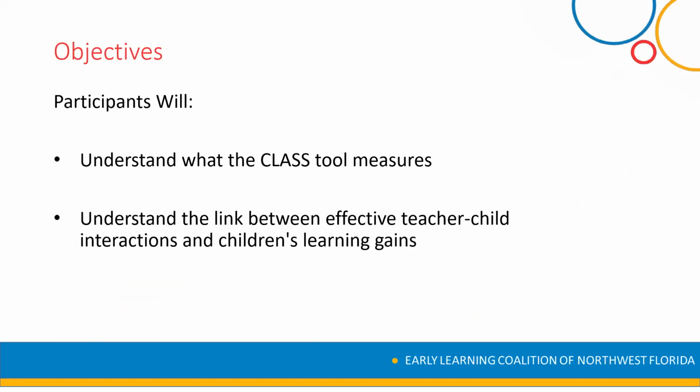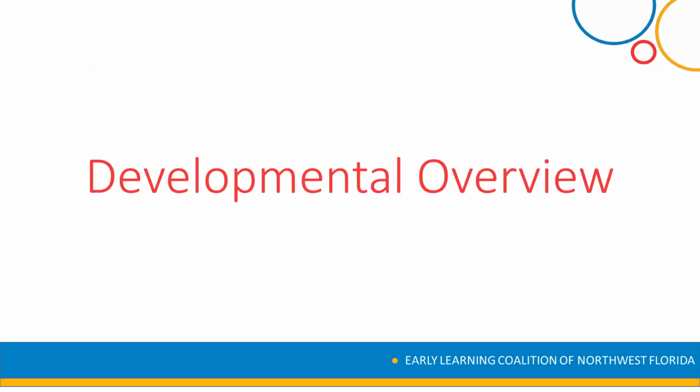When we're done, you're going to understand what the CLASS tool measures. You're also going to understand the link between effective teacher-child interactions and children's learning gains. So you're going to see how the connections and the relationships you build in your classrooms help children gain the learning that you're trying to achieve with them. You're going to see that even making a real small change in things you do can net real big outcomes in learning gains for children.